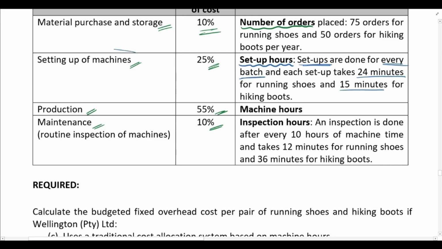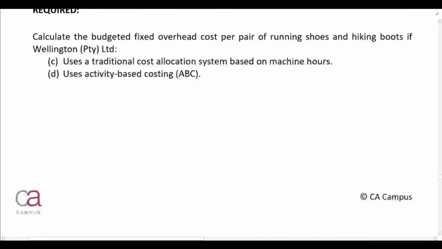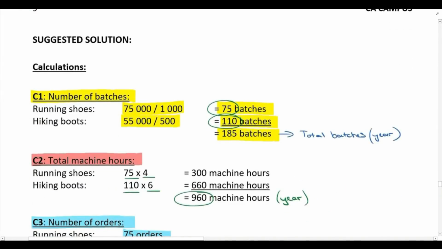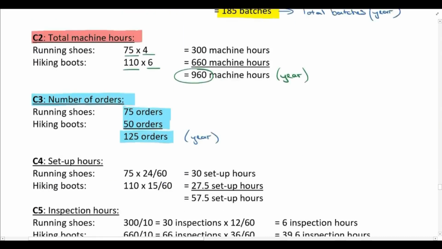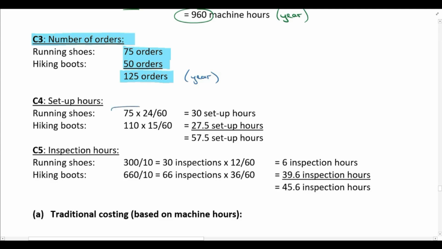So she doesn't want the setup cost to be allocated based on the number of setups. She wants the setup cost to be based on setup hours. So we need to work out the total number of setup hours. Setups are done for every batch. So we know already the number of batches. We have 75 batches for running shoes, and we have 110 batches for hiking boots. And we do a setup for every batch. So that gives me the number of setups.